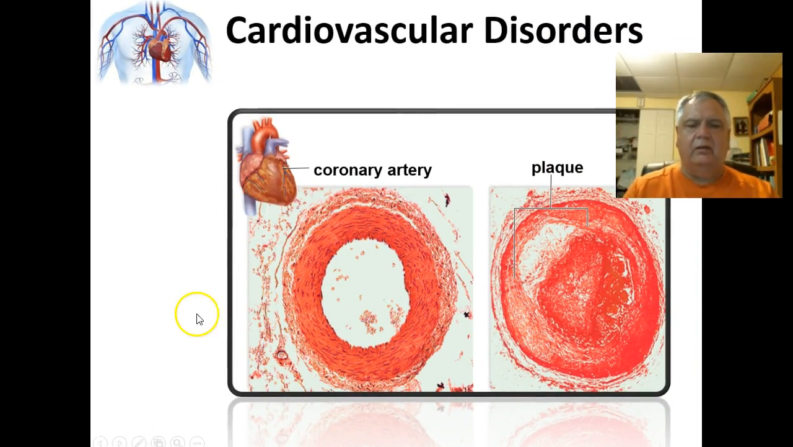This is just a diagram that shows a coronary artery, and here is an open coronary artery, and here is one with plaque buildup on the wall of the intima. So we can see the plaque buildup here, okay? And that's going to occlude or narrow the opening to allow blood flow through that lumen.